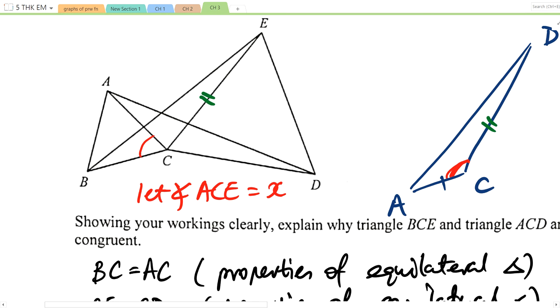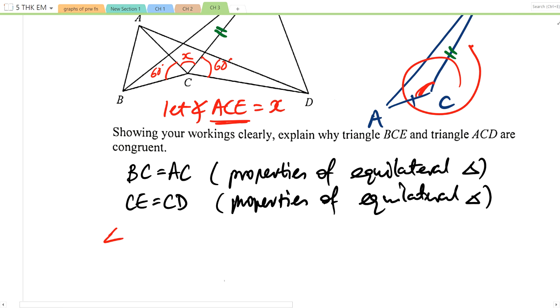This angle is broken up into 60 degrees plus a certain angle, let us call it X, or we can simply let it be ACE as well. Okay, so here we have 60 plus X. What about the other angle, ACD? On the other side, it is also 60 plus X. So although I don't know the values of the angles, I do know that they are the same. Get it? Okay, so my final line.